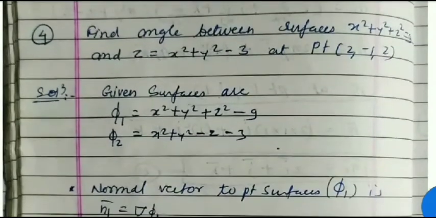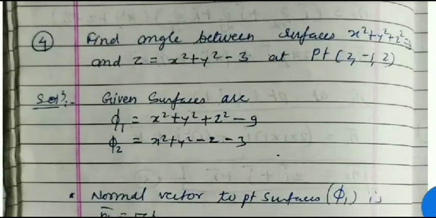Now the fourth question is: find the angle between surfaces x square plus y square plus z square equals 9 and z equals x square plus y square minus 3 at point (2, -1, 2).